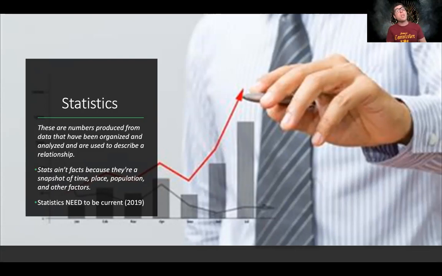Okay, so when you're looking up statistics for your speeches, your statistics really need to have been from 2019 or from 2020. If you're citing something that was found in 2018 and it's a statistic, that's probably old. Now, there are some exceptions to this.